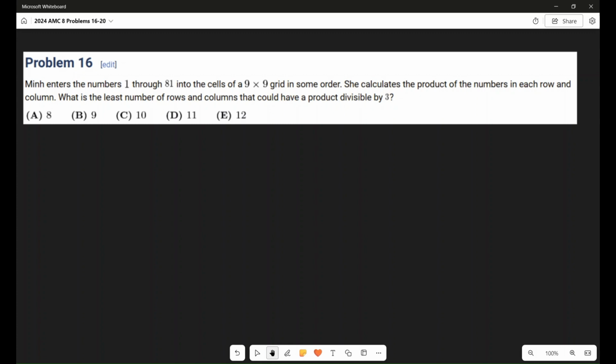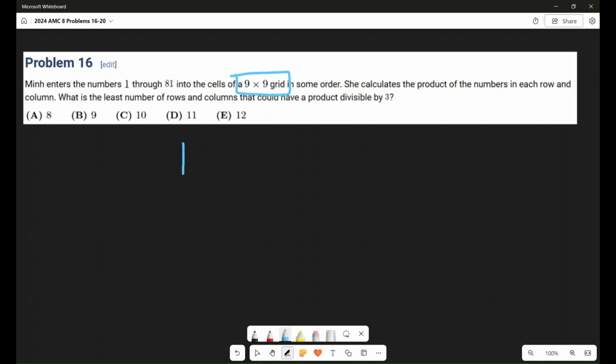So, when is the product of the numbers in a row or a column divisible by 3? Well, let's look at just a row. If the product of the numbers in a row is divisible by 3, that means you need to have a multiple of 3 somewhere in the row. Otherwise, you wouldn't get a factor of 3 in the product. So, the given 9 by 9 grid in the problem is really big. So, let's start off small and we can work our way up to 9 by 9.